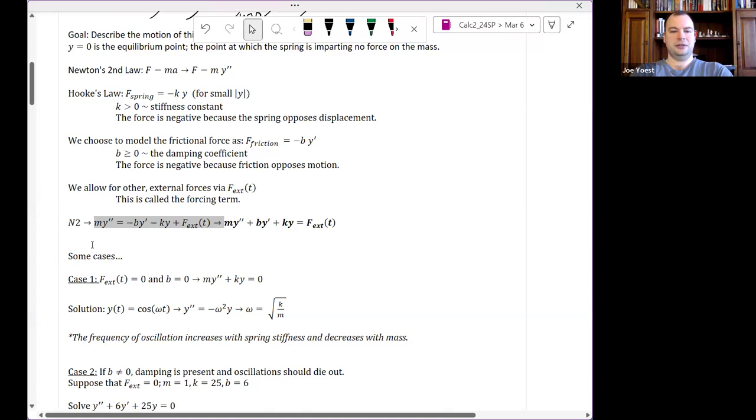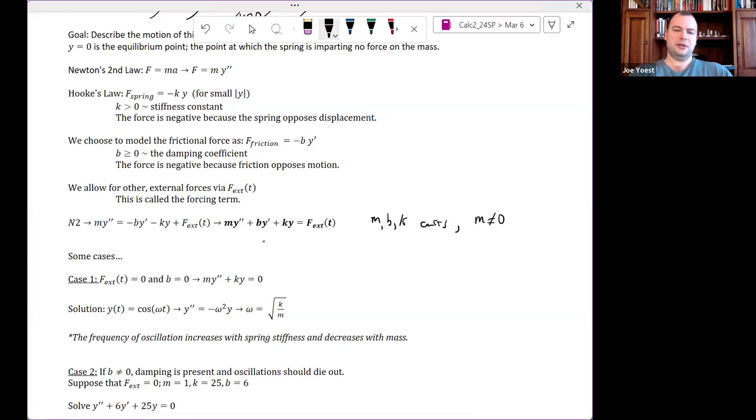If we equate my double prime with all the forces from F equals ma, Newton's second law, and we rearrange, we end up with this equation. M, B, and K are constants. We could have an external force, F external. The external force could be 0 also. So here, M, B, K are constants.